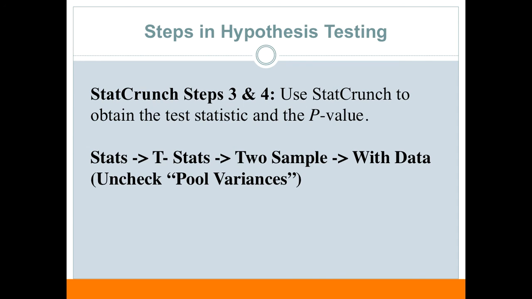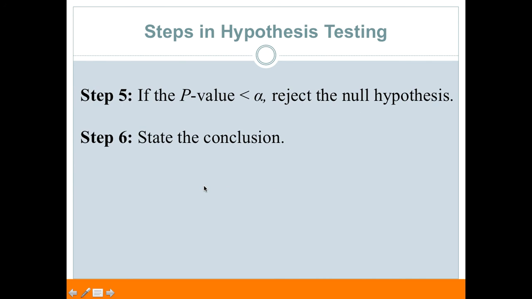Now, in StatCrunch, there are a couple of things that I want to point out. The first is that we're still using t-stats because we're talking about our student's t-distribution, because we're using our sample standard deviation to estimate our population standard deviation for our mean. We have 2 samples in this case, and we're going to either use with data or with summary depending on what we have. And then the important thing that I have here is that there's a little pool variances box that's going to be checked. In order to get the correct answers for your MyMathLab, you're going to want to uncheck that box. Now, if the p-value is less than alpha, you're going to reject the null hypothesis, and then you're going to go ahead and state a conclusion.